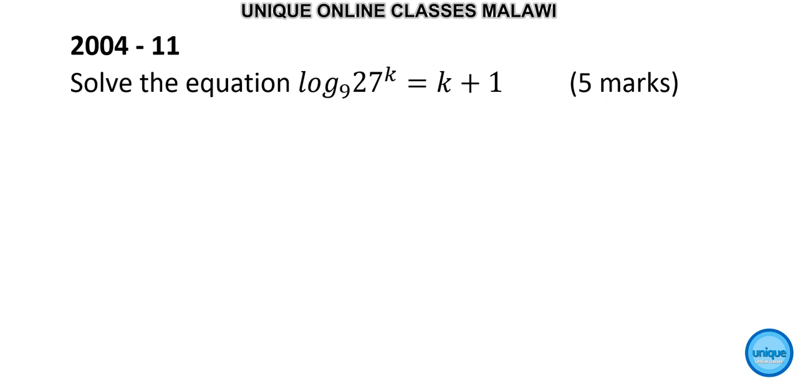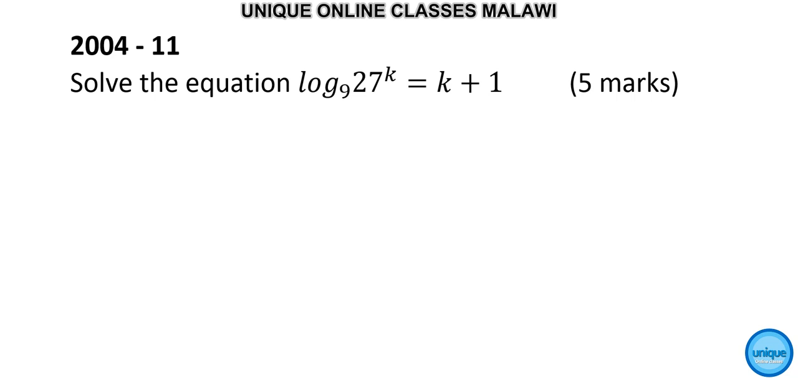It was question number 11 in 2004. We are going to solve the equation log of 27 raised to the power k, base 9, is equal to k plus 1, like we did in the previous example.